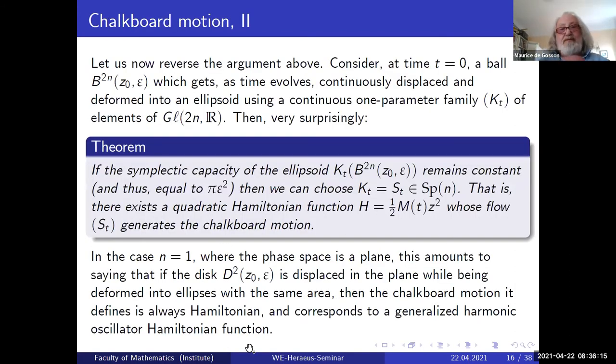Now we're going to something which is a little bit more difficult and complicated, actually, which motivated my study of these things here. We reverse the argument. We consider at time t equal to 0 a ball centered at some point z naught with radius epsilon, which gets, as time evolves, continuously displaced and deformed into an ellipsoid using a continuous one-parameter family kt of elements of GL(n,R).